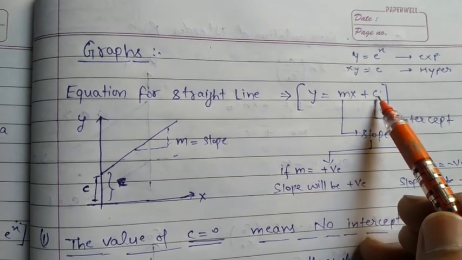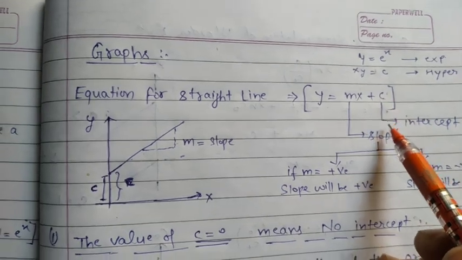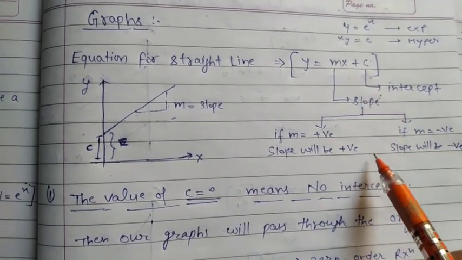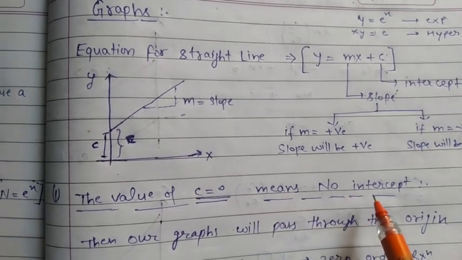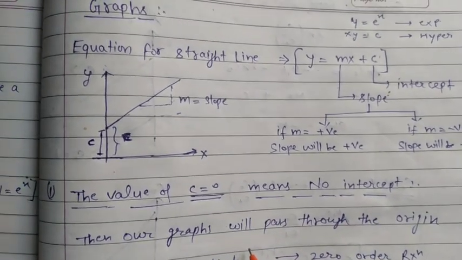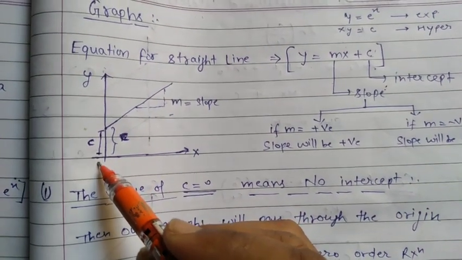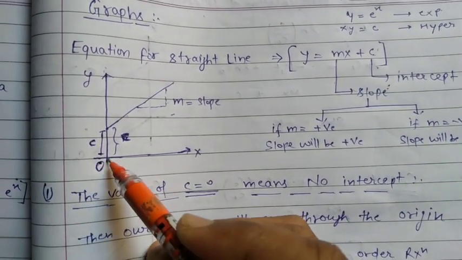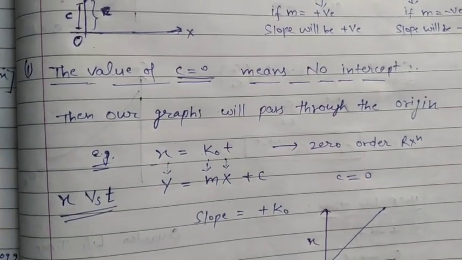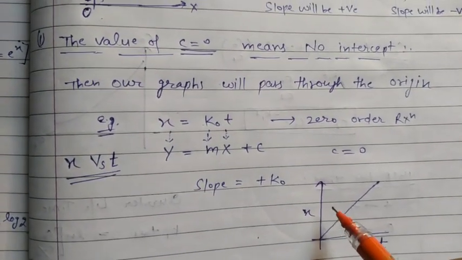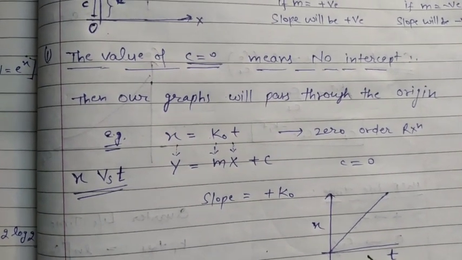Suppose the value of c is equal to 0, meaning there is no intercept in the equation. Then our graph will pass through the origin. This is the origin, and our line will pass like this. See, this will be the graphical representation if we have no intercept in a straight line equation.